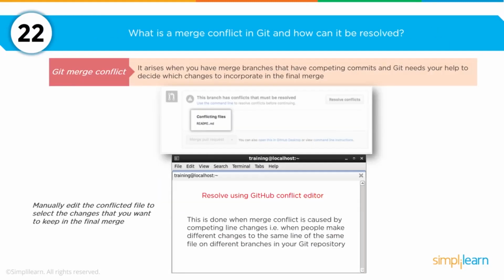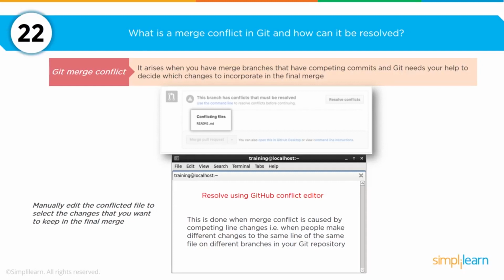A question that you'll be asked when you're talking about merging files is, what is a merge conflict in Git and how can it be resolved? So essentially a merge conflict is when you have two or more branches that are competing with commits in Git, and you have to be able to determine which is the appropriate files that need to be submitted. And this is where you would go in, and to actually help resolve this issue, you'd go in and manually edit the conflicted files to select the changes you want to keep in the final merge.